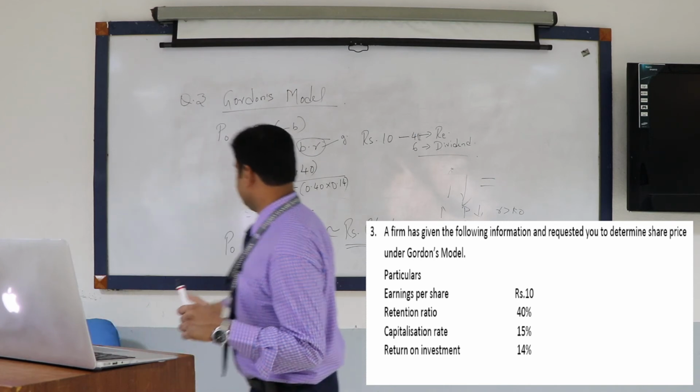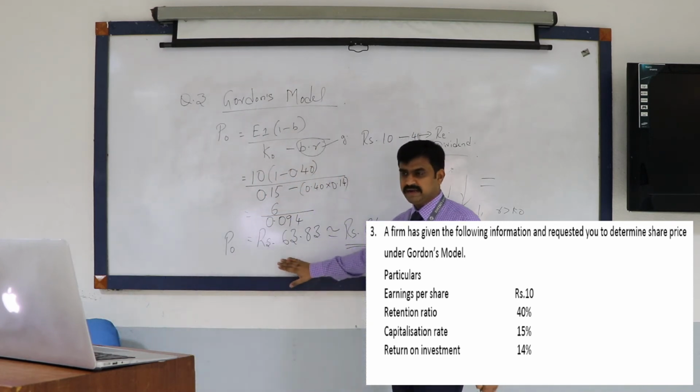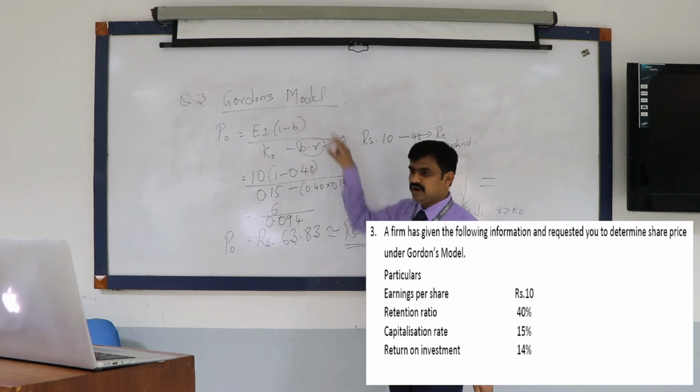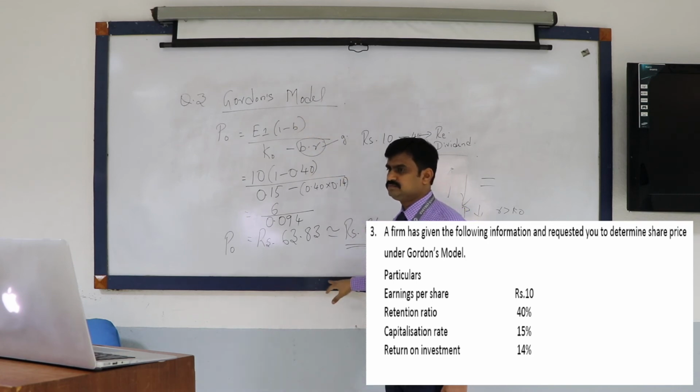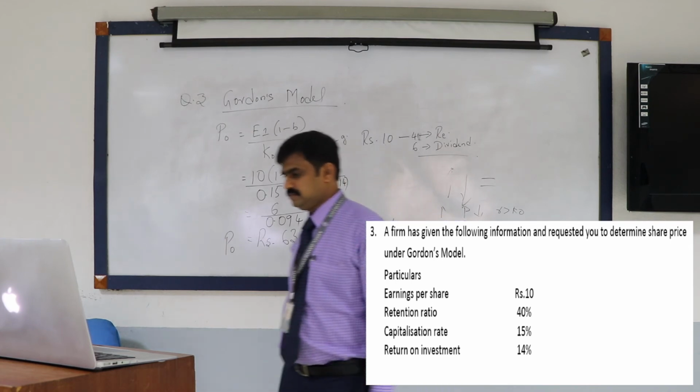Understood? How to calculate the market price of the share under Gordon's model? Is it clear? Any doubt? Yes, sir, no doubt. Okay.